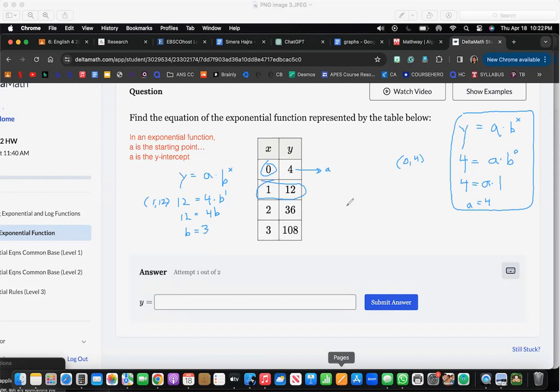So we can take the general form for an exponential, which is y equals a times b to the x. You're going to be using it a lot. And fill in our a and b values. So y equals 4 times 3 to the x. And I'm not sure how you should enter that in, but I would try something like y equals 4 times, maybe parentheses, 3 to the x. I don't know, all computers are different.